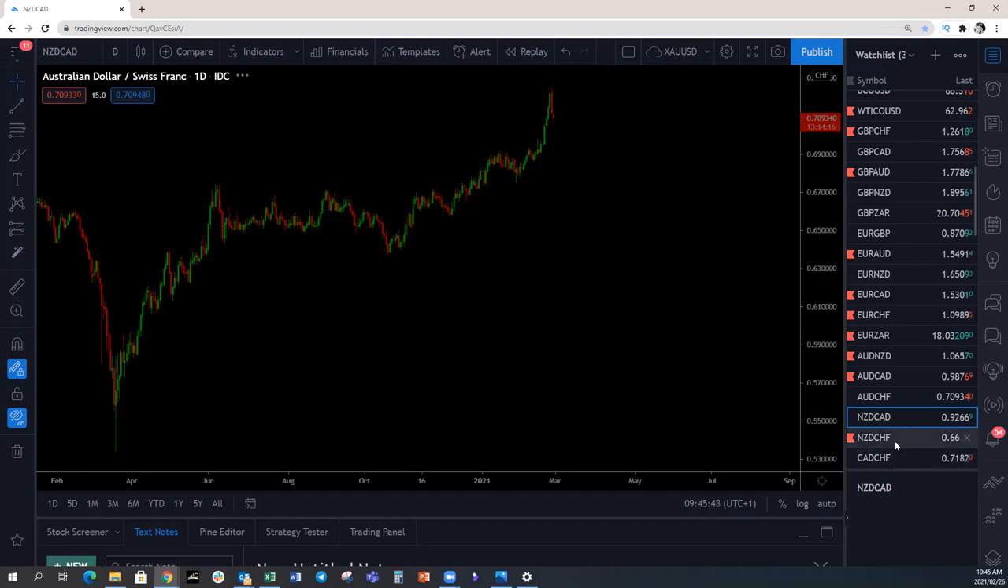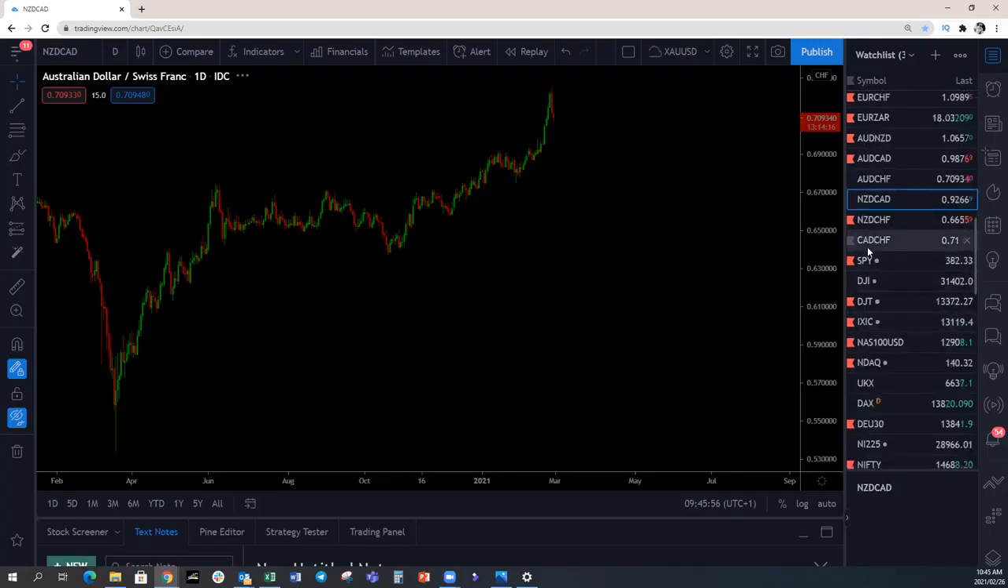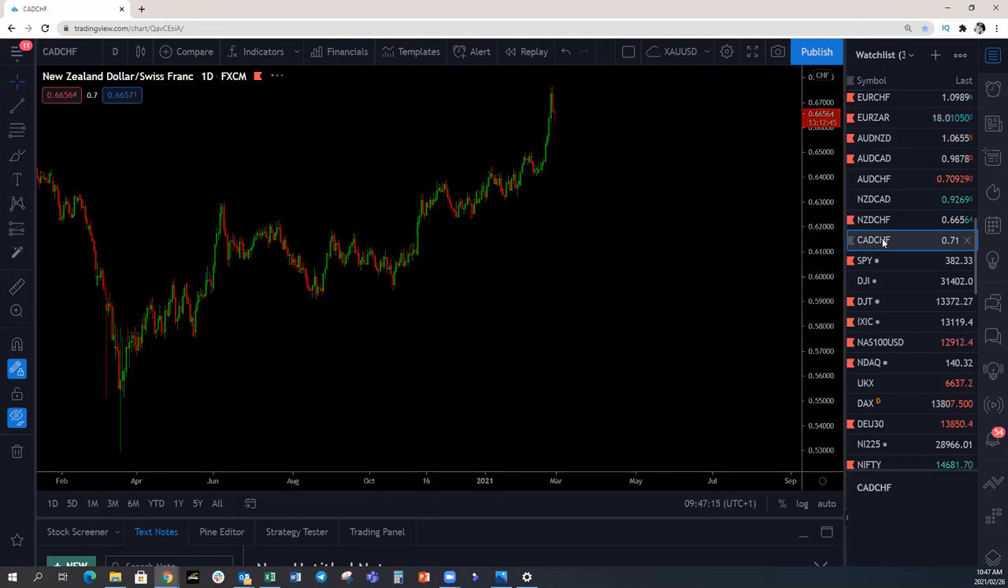Let's look at New Zealand CAD. New Zealand CAD and New Zealand Chief will be similar. All of them also showing pullbacks. New Zealand Chief, there's a pullback, but this does not even look like a pullback. It just looks like one move to the downside. Just looks like one single candle to the downside, which can still make 3-wave continuation to the upside. So wait for that to confirm. Don't do anything at this stage. CAD, similar.